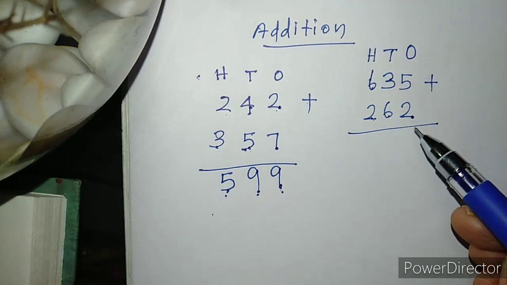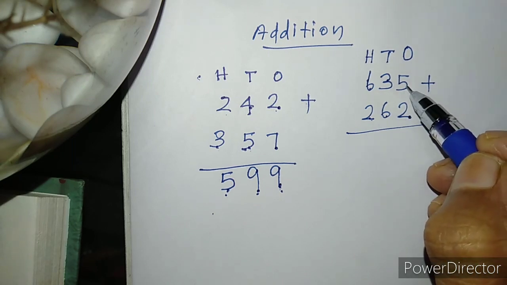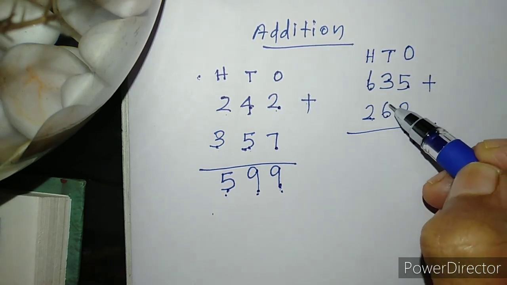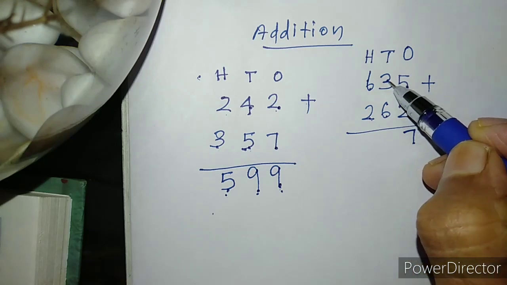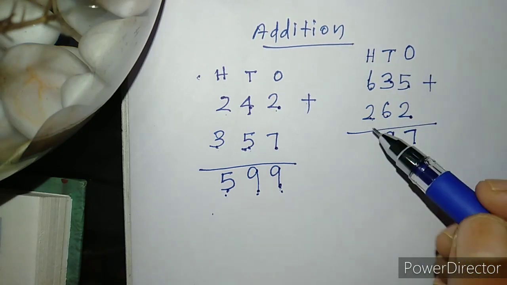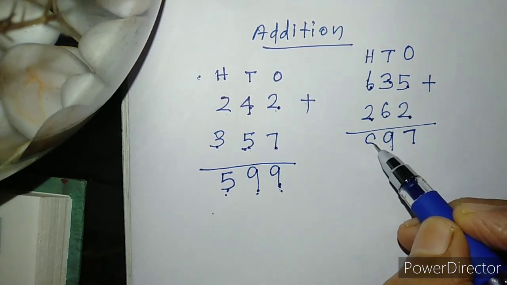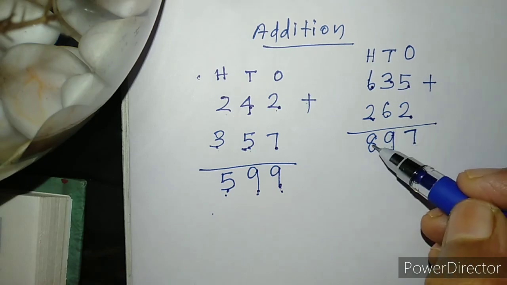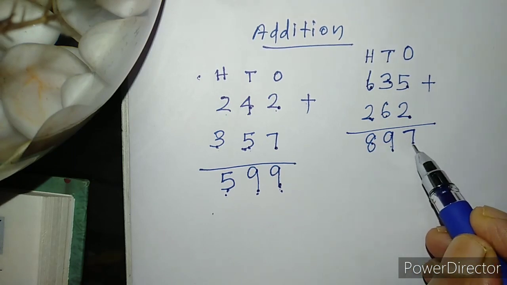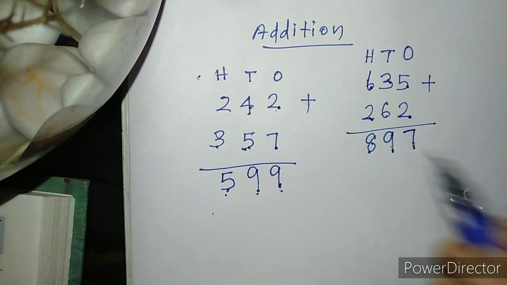Let's add ones first. 2 plus 5 is equal to 7. 7 ones. 6 plus 3 is equal to 9. 9 tens. 2 plus 6 is equal to 8. 8 hundreds. 897 is 8 hundreds, 9 tens, 7 ones.